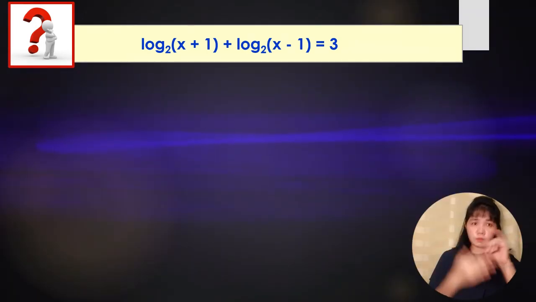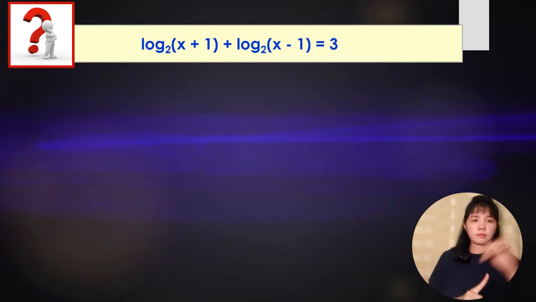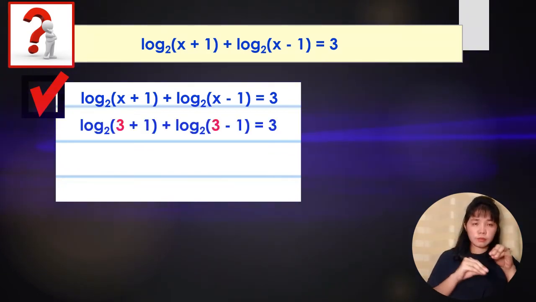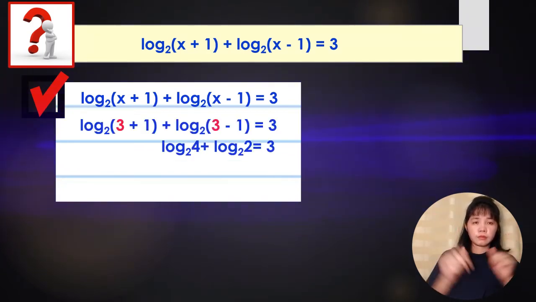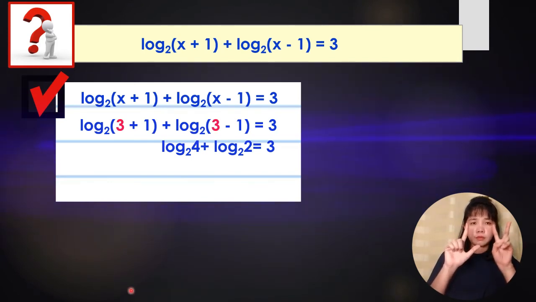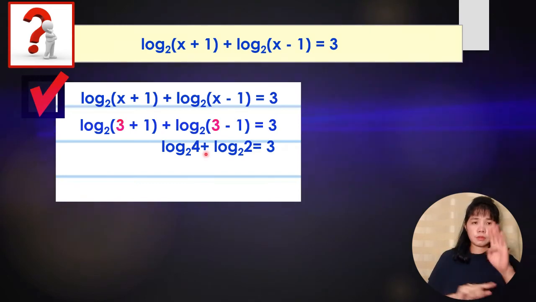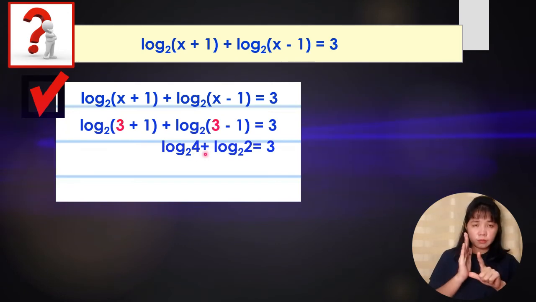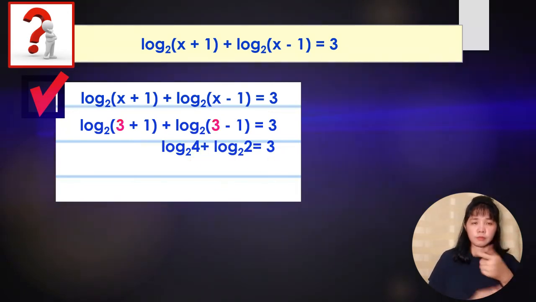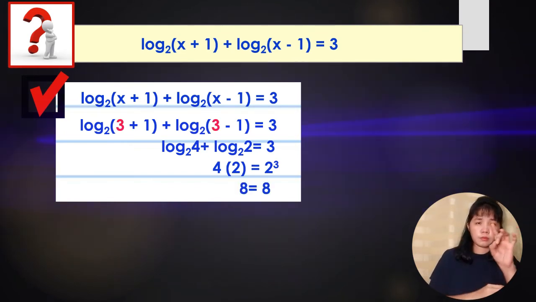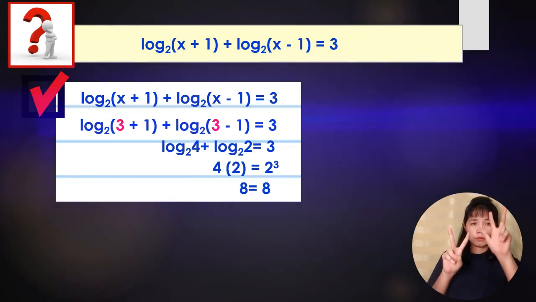Now let's check if positive 3 is also a solution. So write down the given, substitute 3 for x, and we have the logarithm of 4 to the base 2 plus the logarithm of 2 to the base 2 equals 3. Since you have the same bases and you have your plus sign, we can use the laws of logarithms, which is the product property, and we can also write this in exponential form. So 4 times 2 will give us 8, which is equal to 2 raised to 3. And we all know that 2 raised to 3 is equal to 8.